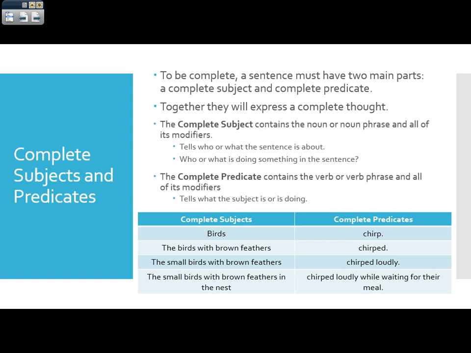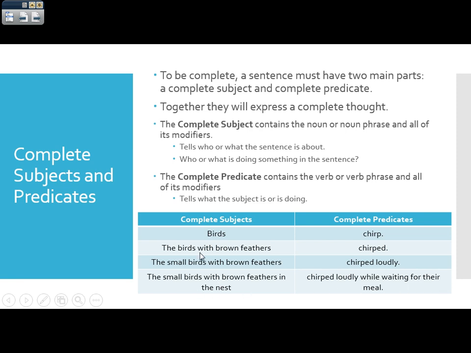Here's some examples, some kind of simple sentences to start with. Birds chirp, that's a complete sentence because you have a subject and you have a predicate, even though it is one word each. In most of the sentences that you read and that you're going to write, you're going to have more than one word in your subject and your predicate. So for example, let's look at this last sentence. The small birds with brown feathers in the nest chirped loudly while waiting for their meal.